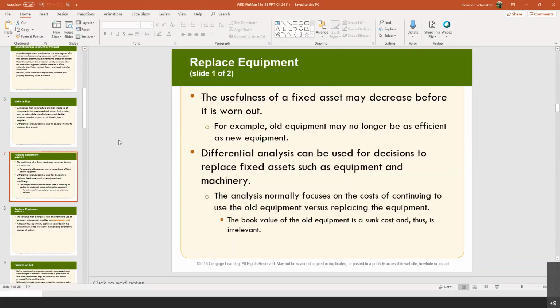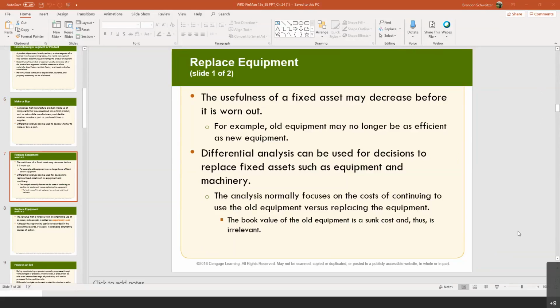So the usefulness of a fixed asset may decrease before it's worn out. This happens when it breaks, right? So old equipment may no longer be as efficient as new equipment would be. So we run a differential analysis to make the decision to replace the fixed asset like the chiller.